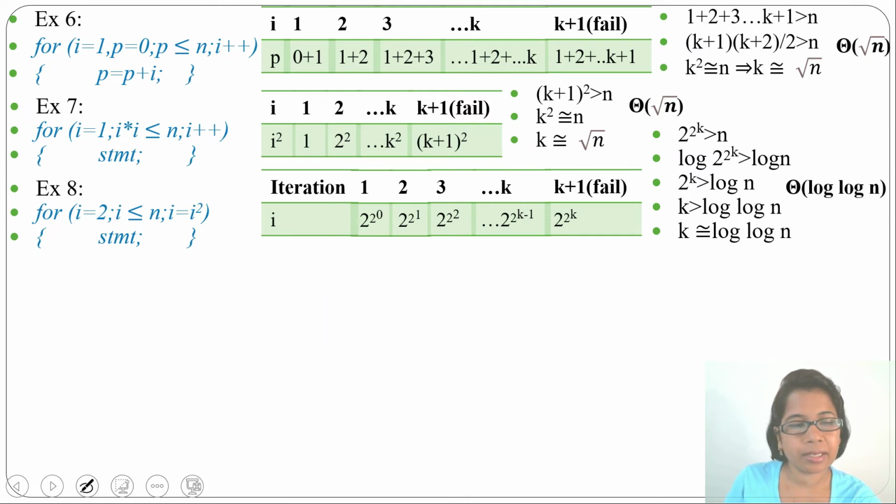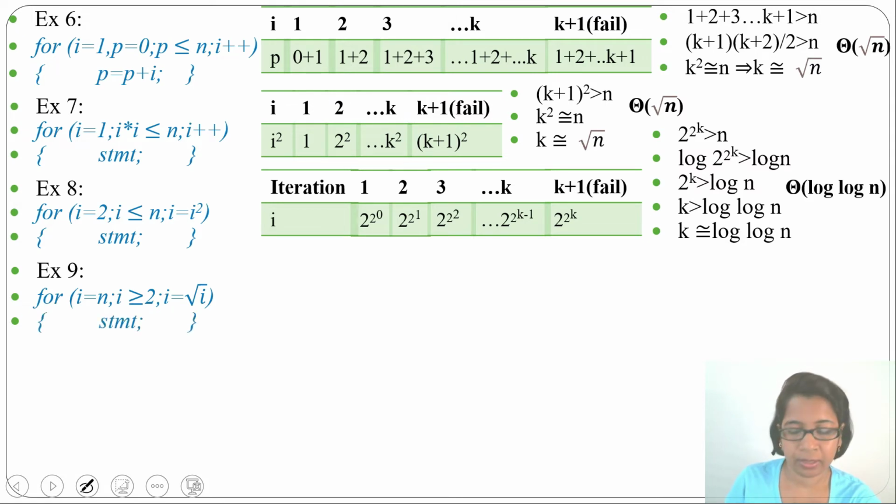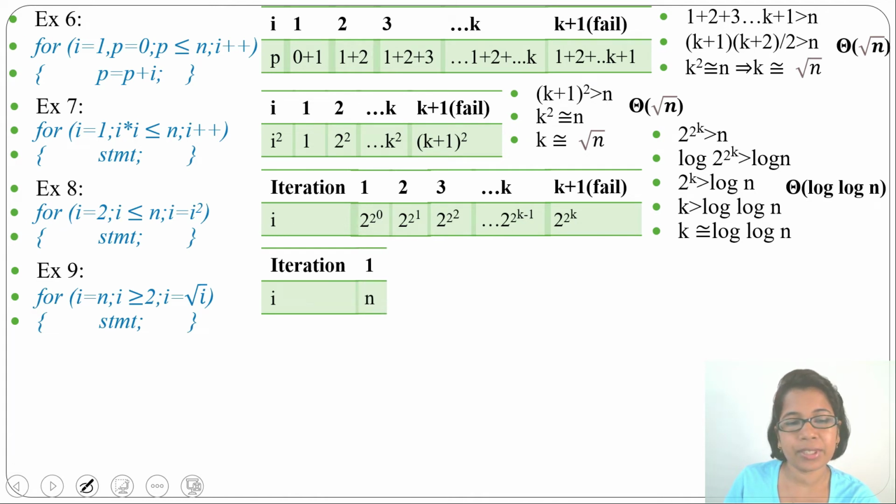Let's see another example, example 9. For i equals n, i greater than or equal to 2, i equals root of i, and some statement is given. For the first iteration, i value is n. Next, for the second iteration, it will be root of n. Root of n we can write as n power 1 by 2.